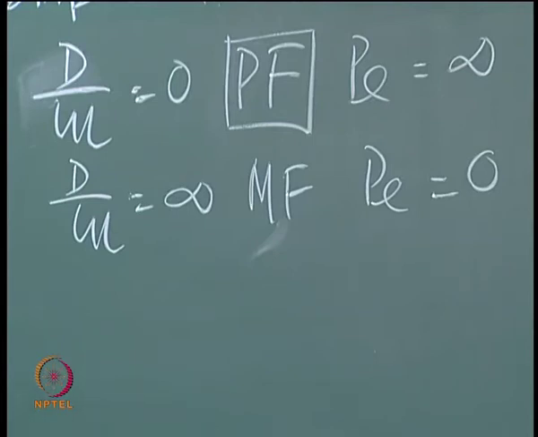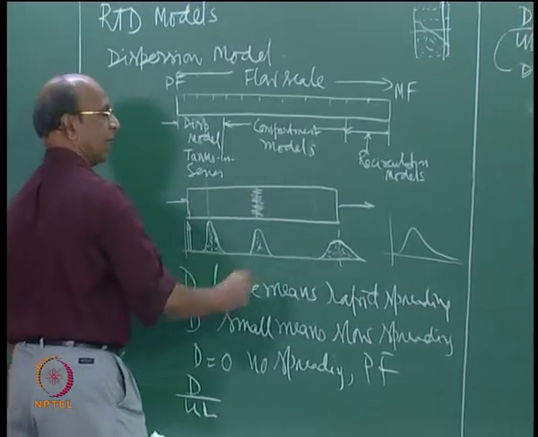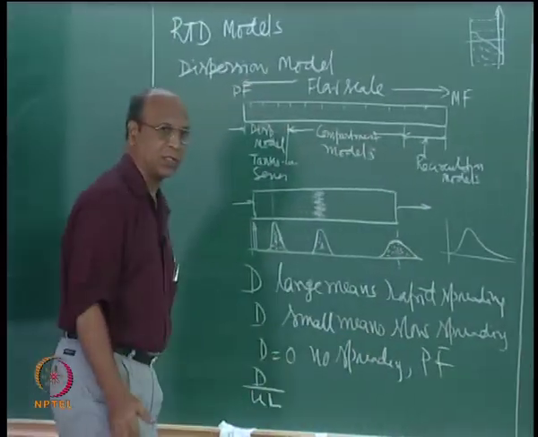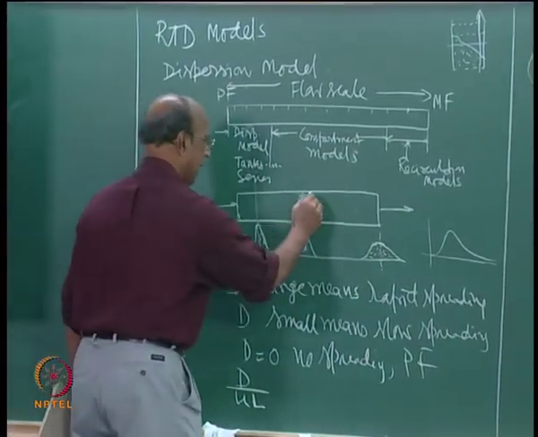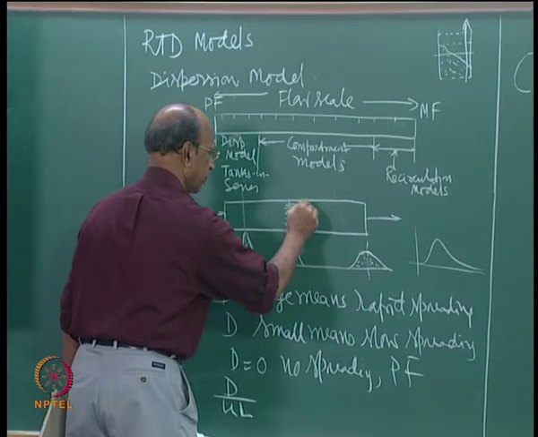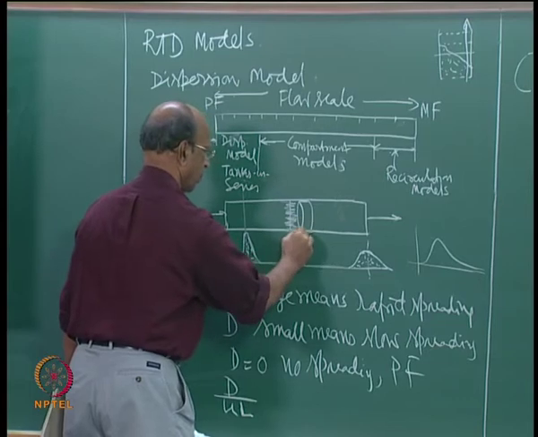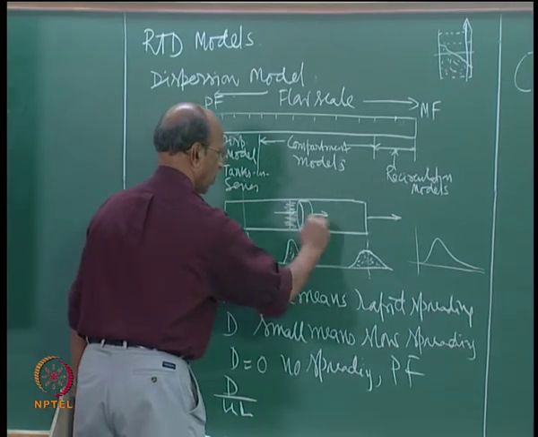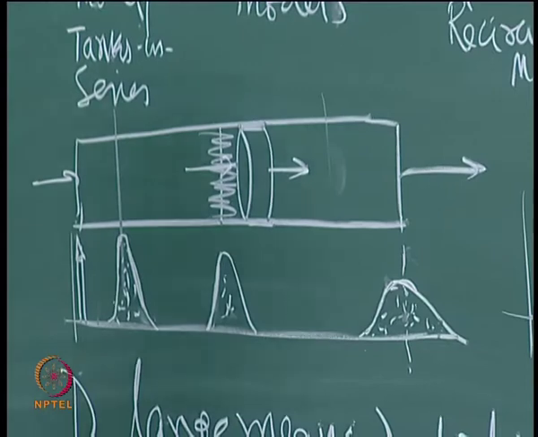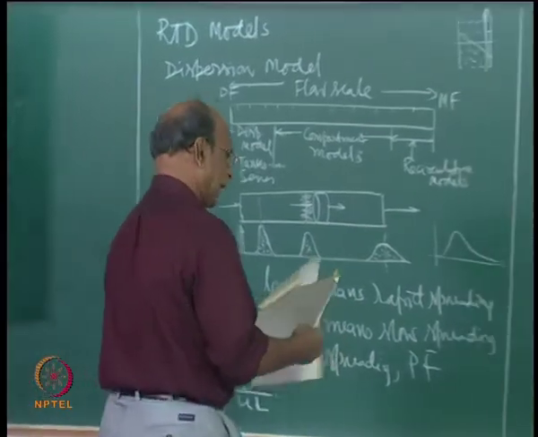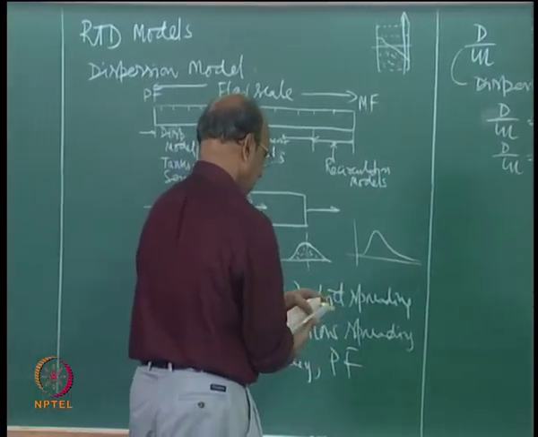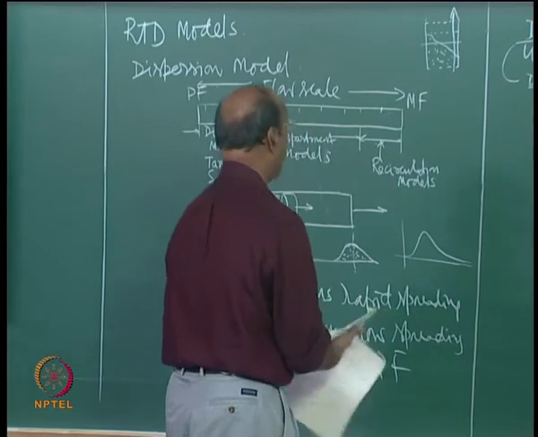Now let us write the material balance quickly, and here I will take a small element. Tracer entering, tracer leaving, tracer reacting, there is no tracer reaction, and only tracer accumulated. When we write that, I am not explaining it quickly, we will do that.